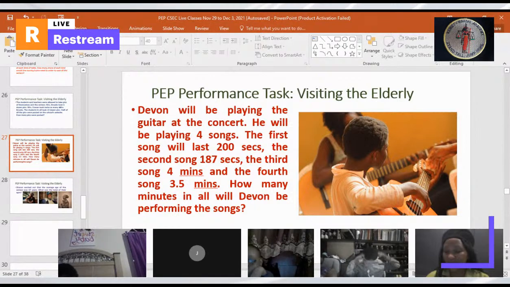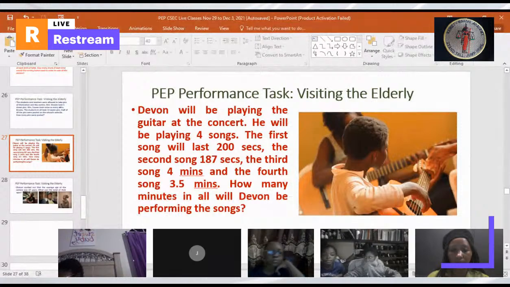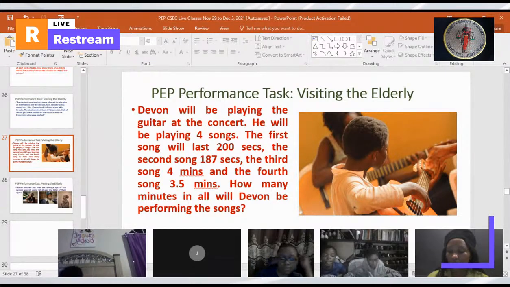Read it again, Amari. Okay, miss. PEP performance task. Visiting the elderly. Devon will be playing the guitar at the concert. He will be playing 4 songs. The first song will last 200 seconds. The second song, 187 seconds. The third song, 4 minutes, and the fourth song, 3.5 minutes. How many minutes in all will Devon be performing the songs?